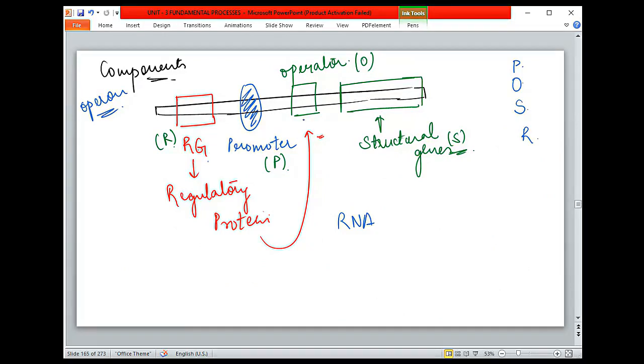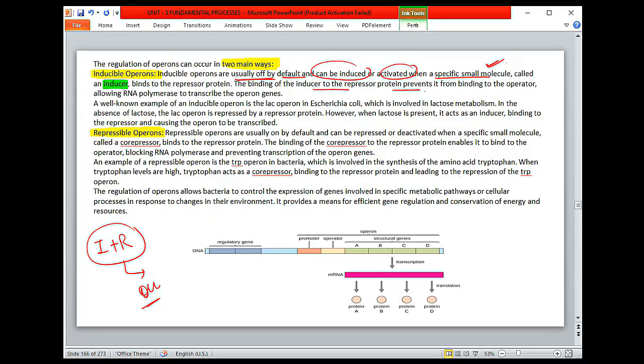But imagine the scenario where the regulatory protein comes and joins to the operator, working in an inhibitory manner. So the promoter won't be able to do the work, because the RNA polymerase won't be able to move ahead. So it would be inhibited. So we need to inhibit the repressor initially itself, right?